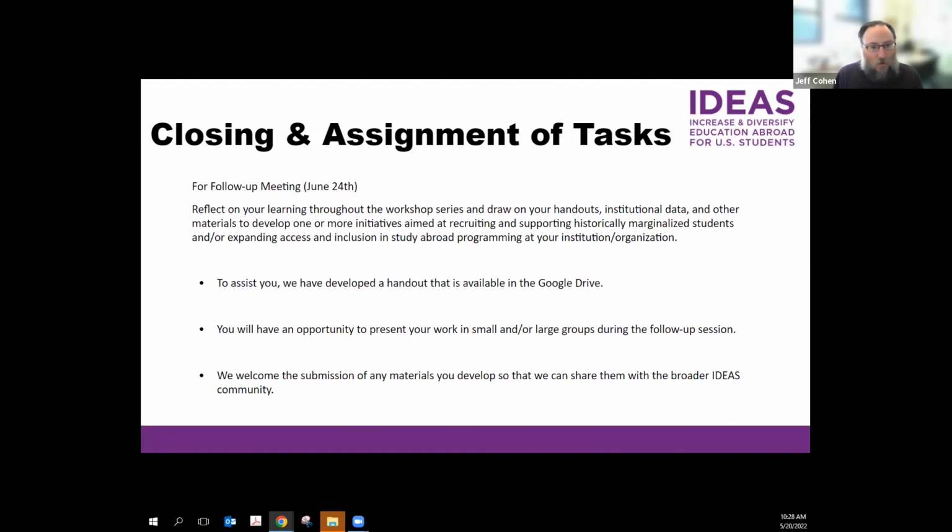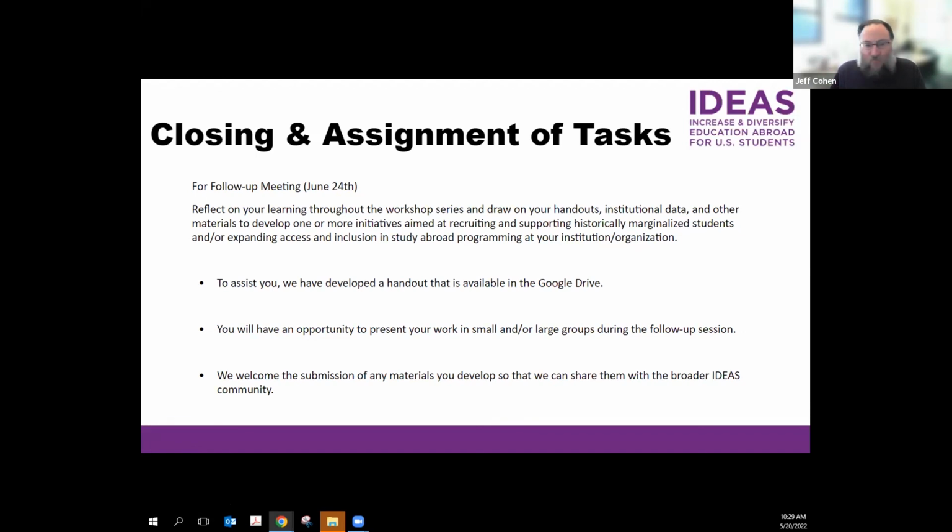We'll do some exercises around re-entry programming and supporting students upon their return from study abroad programs, which is really exciting. We'll have an opportunity to reflect on the feedback and do some additional feedback collection and small focus groups during the follow-up. And then finally, we're going to hopefully have some examples of initiatives that you're hoping to develop out of some of the learning that we did.